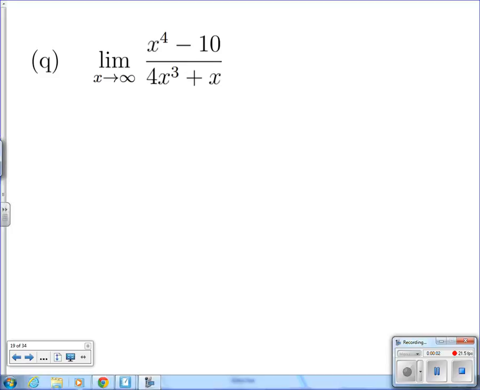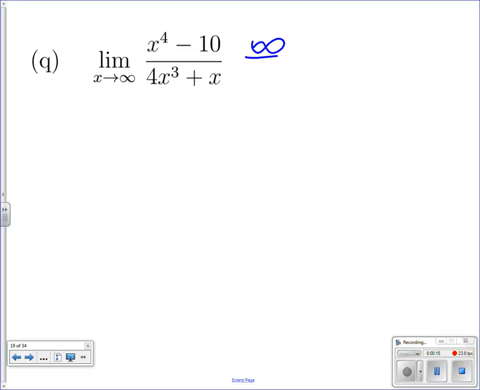This is problem 3Q from the AP Summer Packet. We have the limit as x approaches infinity of this particular rational function. Unfortunately, we can't just plug in infinity, because you would end up with what's known to be an infinity over infinity indeterminate form. And so that won't quite work out for us.